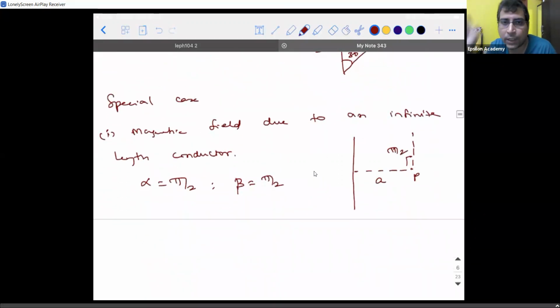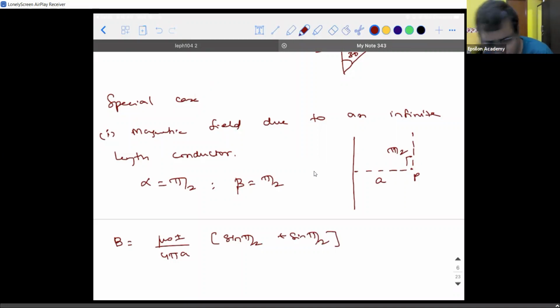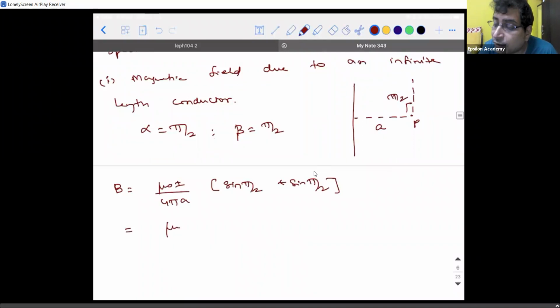Now I will take all these values and plug them into the expression I have in my hand. So B is equal to mu naught I divided by 4 pi A into sine pi by 2 plus sine pi by 2. That is sine 90 plus sine 90. Sine 90 is 1. 1 plus 1 is going to be 2. So what is the answer, guys? Mu naught I divided by 2 pi into A.